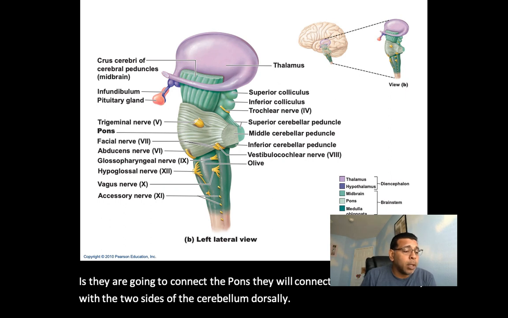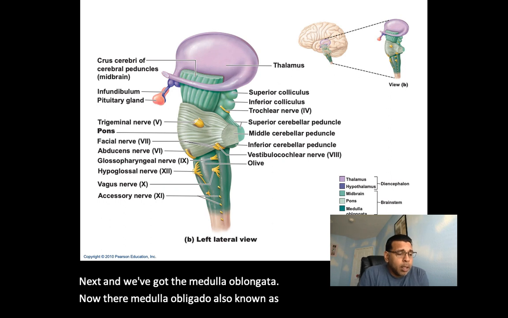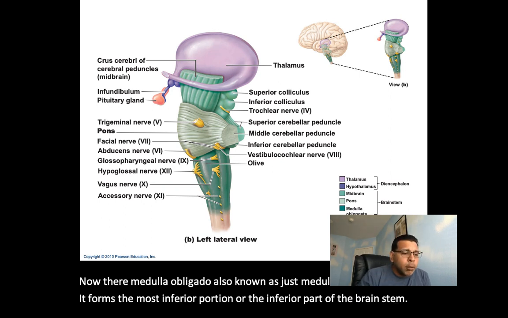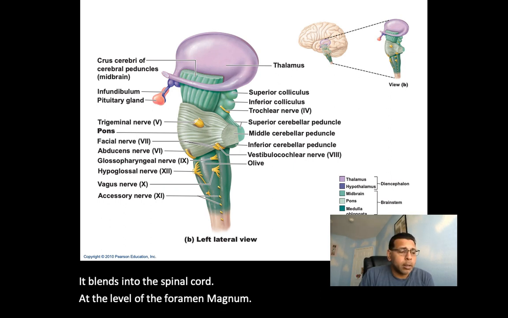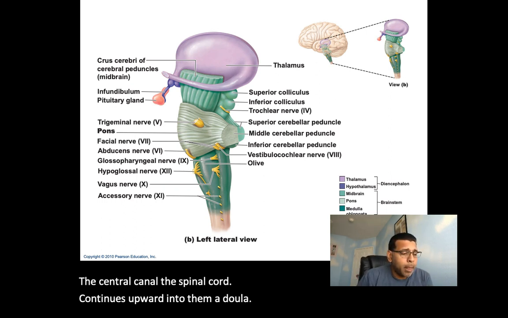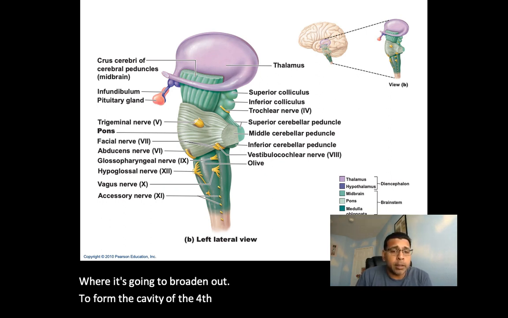Next, then, we've got the medulla oblongata. The medulla oblongata, also known as just the medulla, forms the most inferior part of the brainstem. It blends into the spinal cord at the level of the foramen magnum. The central canal of the spinal cord continues upward into the medulla, where it broadens out to form the cavity of the fourth ventricle that you have back there.